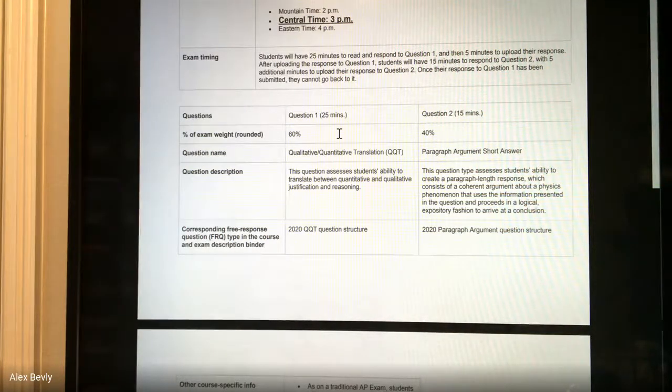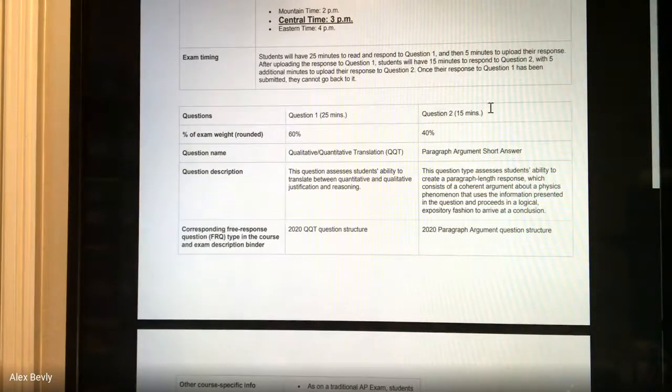You'll have 25 minutes to work on this. It sounds like you'll be able to work on this either typing it in on a computer or writing it out on a piece of paper. Once the 25 minutes are done, the question is going to lock and you're going to have to upload your response. You'll have 5 minutes to upload your response after that, and you can't look back at this question.